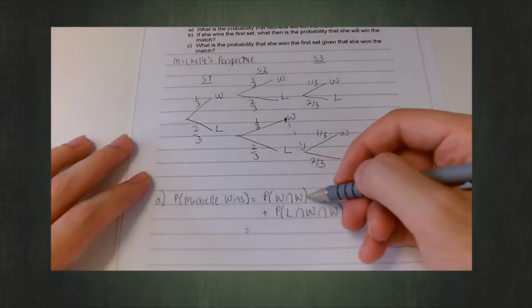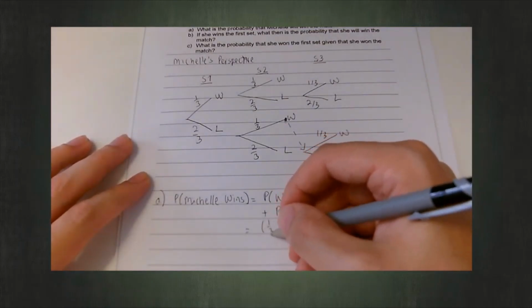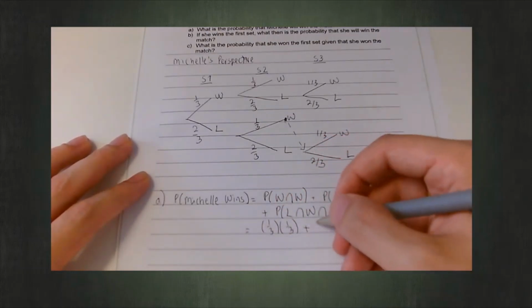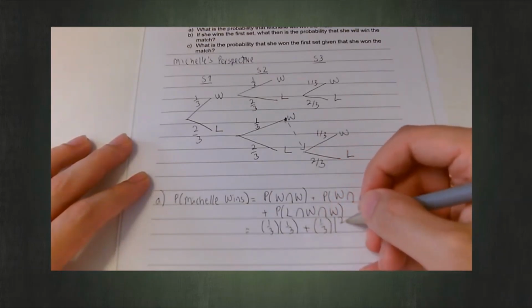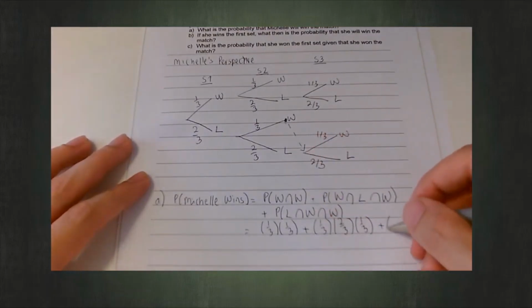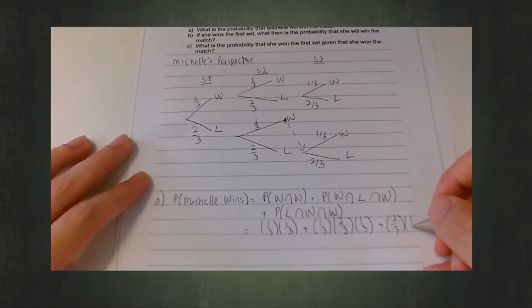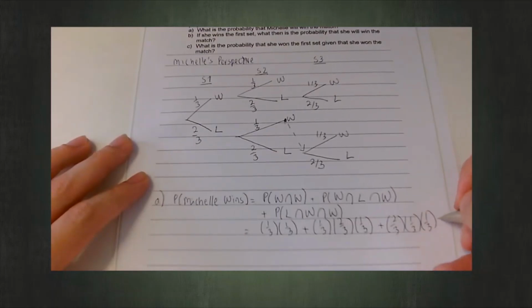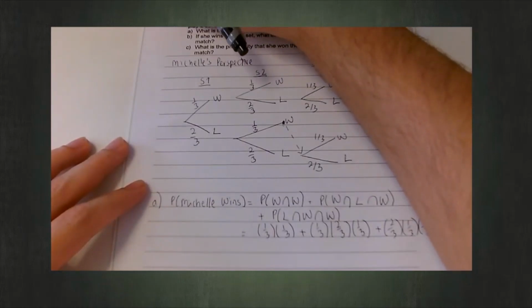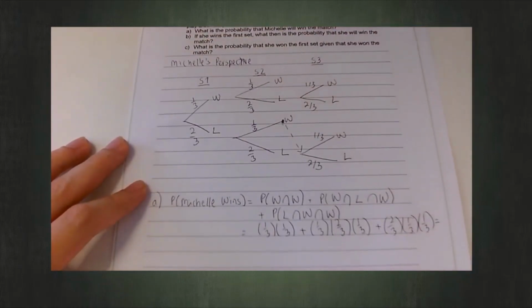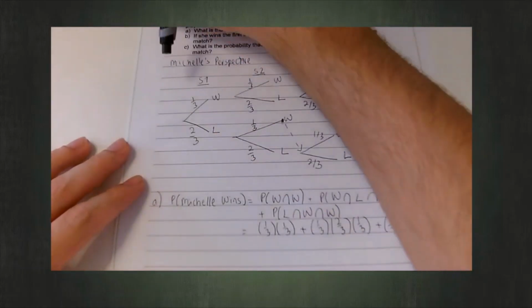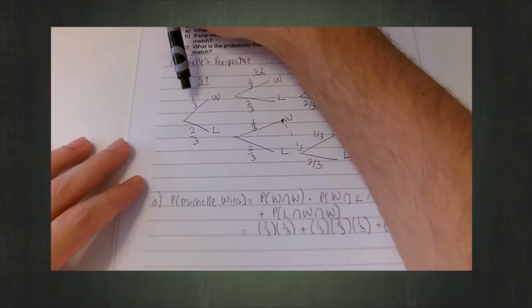Okay, so what's the probability of win and win? Well, that's a third times a third. What's the probability of win, lose, win? Well, that's a third times 2/3 times a third. And what's the probability of lose, win, win? That's 2/3 times a third times a third. Okay? And when you add all of that up, you get 7/27.